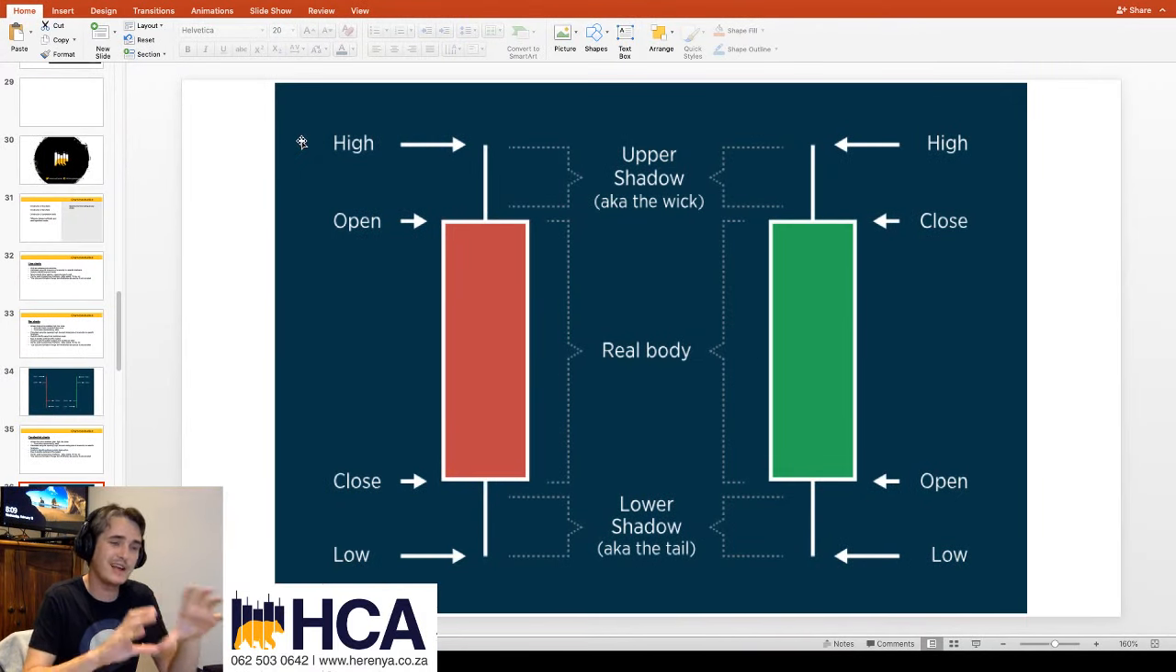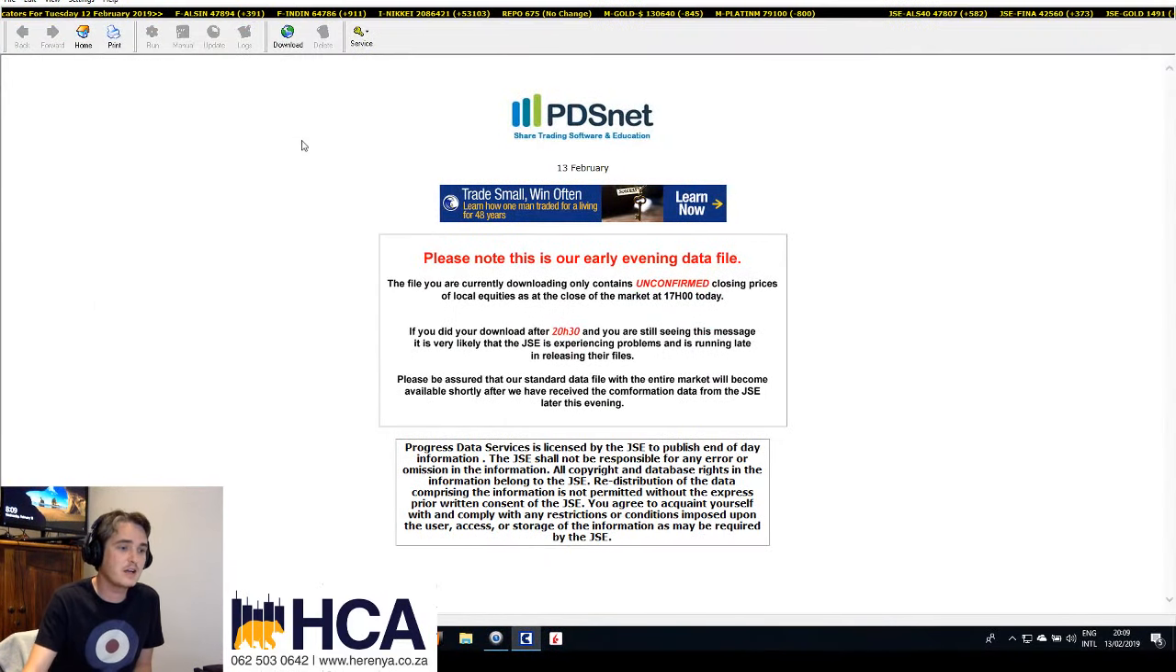So this is kind of like how candlesticks work, right? It's relatively straightforward. Essentially, it's the same information as what is available on the bar charts. It is just more visually appealing to look at. Now, there are a couple of differences.